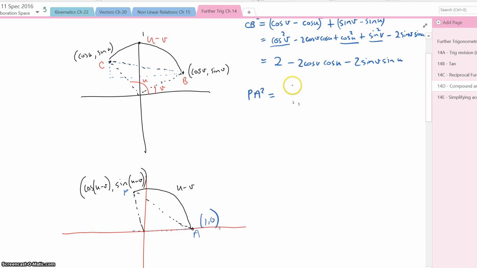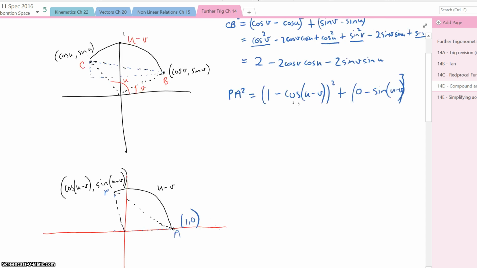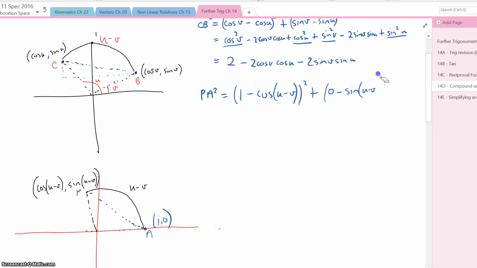The x coordinates first, so that means 1 minus cos(U minus V), squared, plus 0 minus sine(U minus V), squared. Oh, I need to tidy that up a little bit. I'm running out of room.